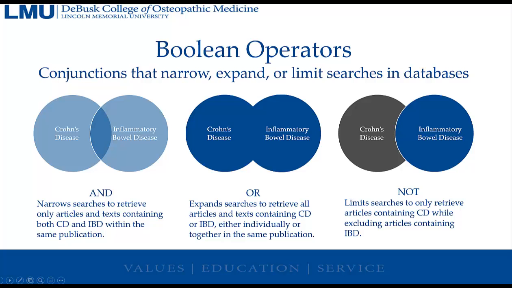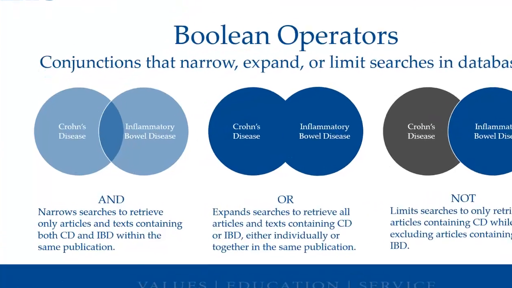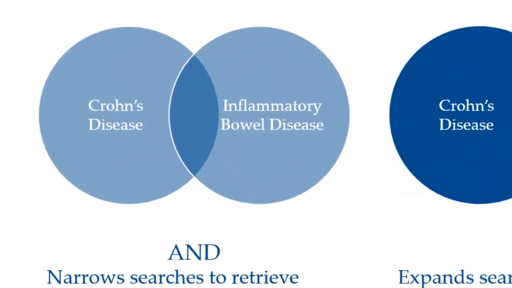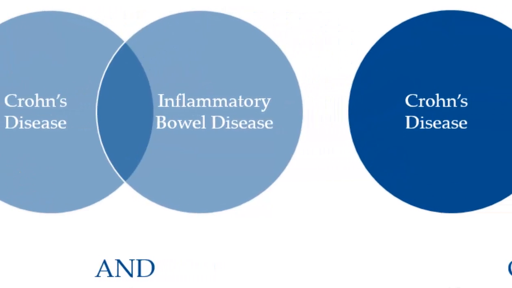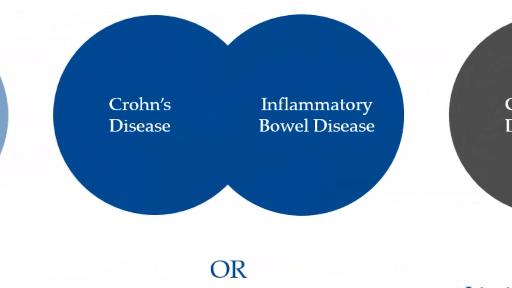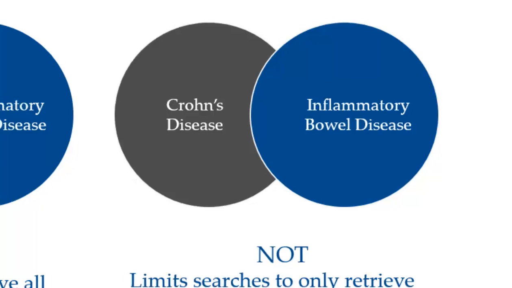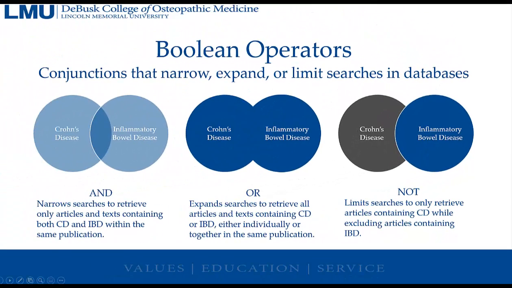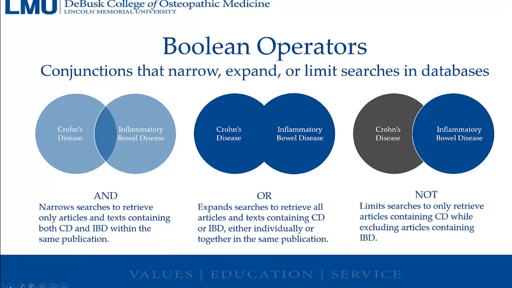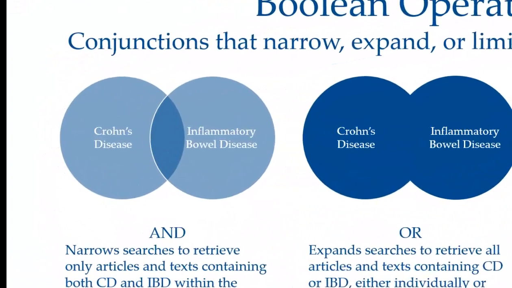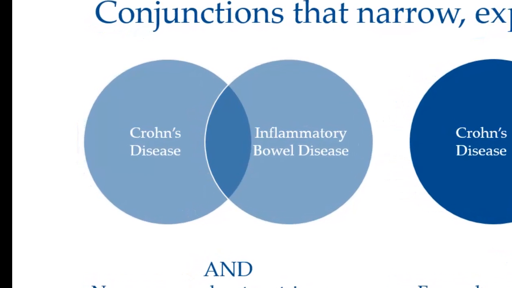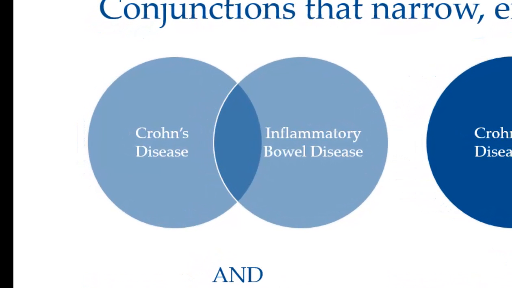It is necessary to become familiar with Boolean operators that use the conjunctions AND, OR, NOT to narrow, expand, or limit searches respectively. Using the Boolean operator AND retrieves articles containing both the terms Crohn's disease and inflammatory bowel disease, as represented by this intersection.